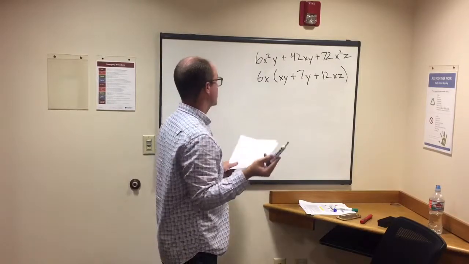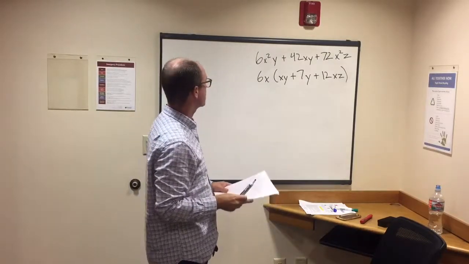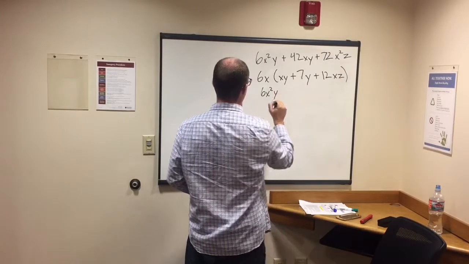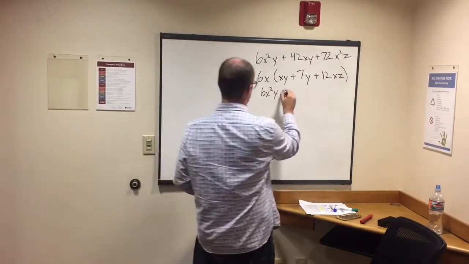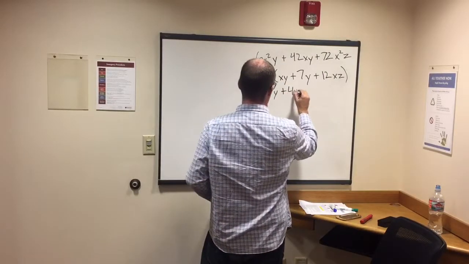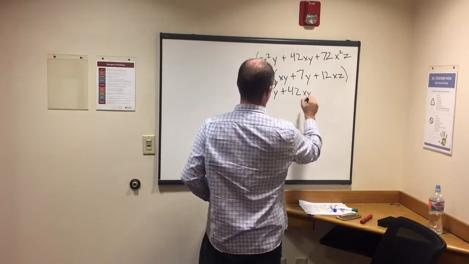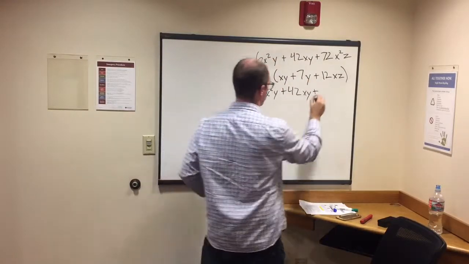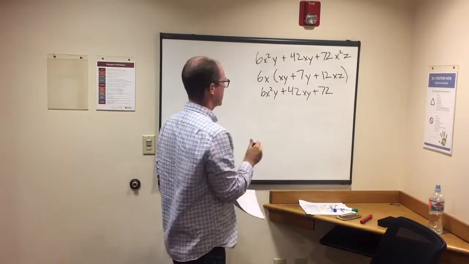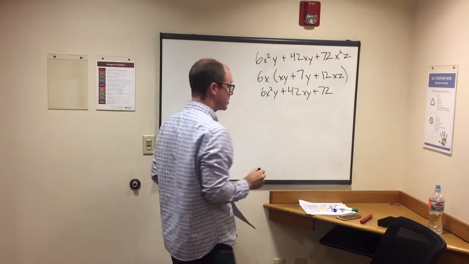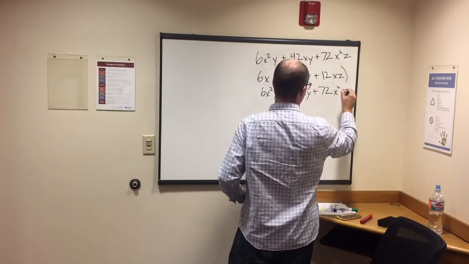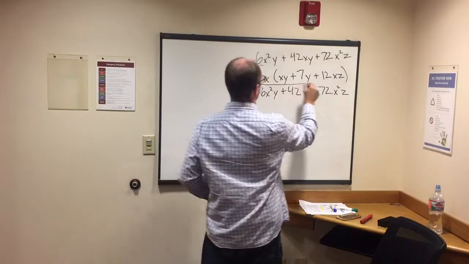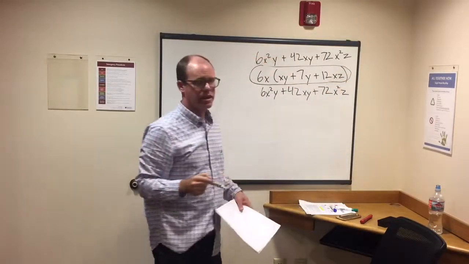Now if you do this and you're like, man, I don't know if I did it right or not, go ahead and multiply it all out and see if you got the right answer, right? So 6x times xy equals 6x squared y. That's what we had up here. That looks good. Plus 6 times 7 is 42xy. That's what we have up there. That looks good. And one more. 6 times 12, 72. And then x times x again is x squared, and then there's a z. Is that what we have? 72x squared z. So we know that this thing is the right answer, and we're good to go.